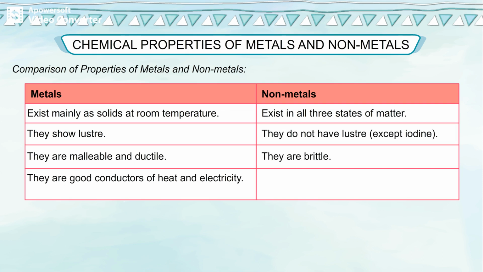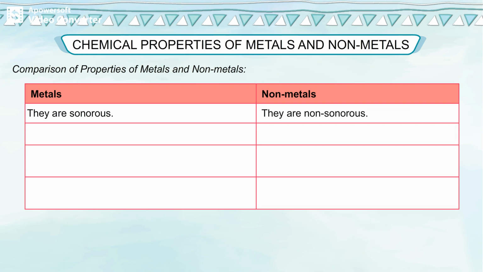Non-metals are brittle. Metals are good conductors of heat and electricity. Non-metals are bad conductors of heat and electricity, except graphite. Metals are sonorous. Non-metals are non-sonorous. The oxides of metals are basic. The oxides of non-metals are acidic.